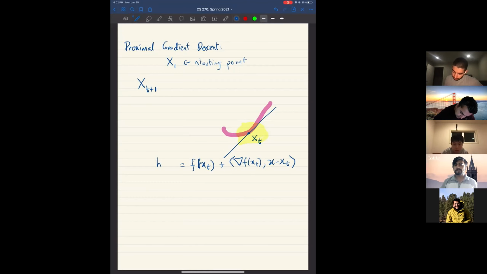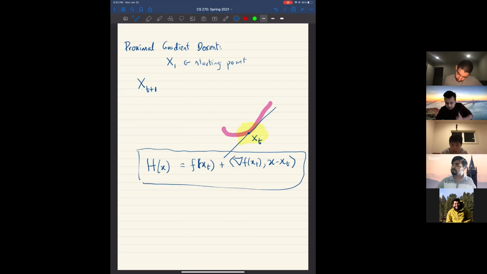Let me call this function h of x. So this is just a linear approximation to the function around xt. That's how the function looks around xt. So you could say, let's just minimize this linear function. That's a natural thing. But then this linear approximation is going to fail if you go a little bit far away from xt. You don't want to go too far away from xt.